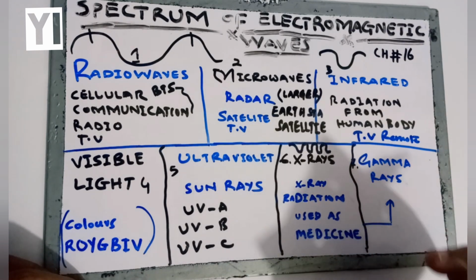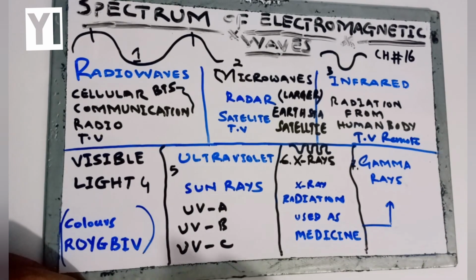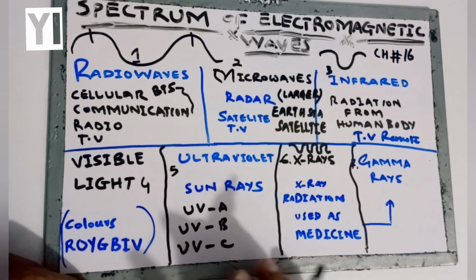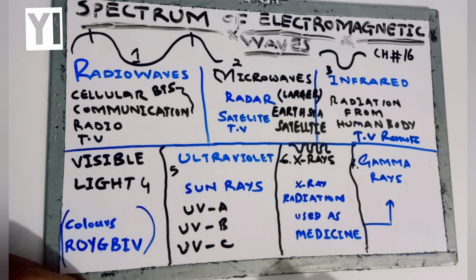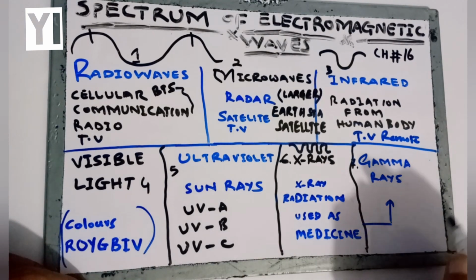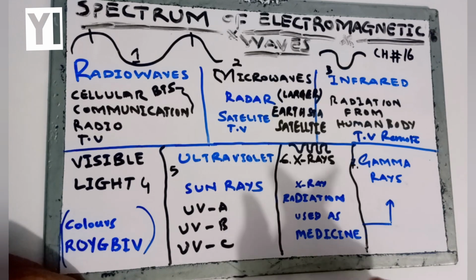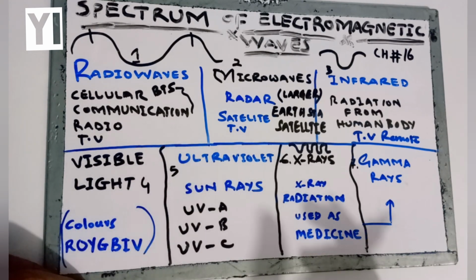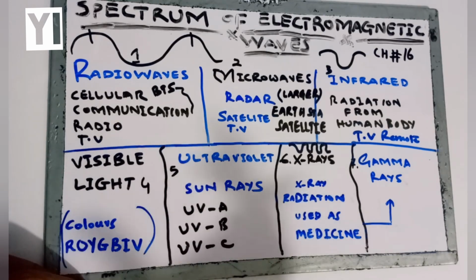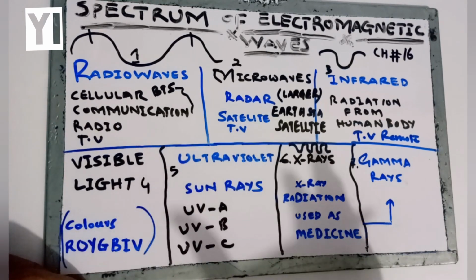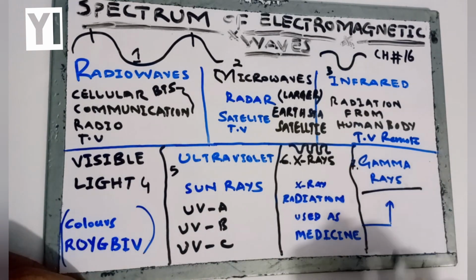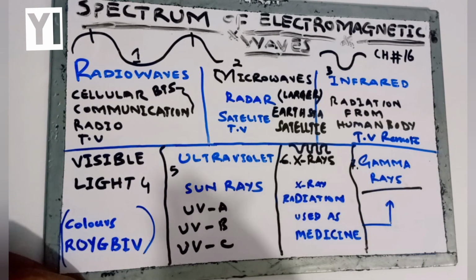Now the seventh is gamma rays. Gamma rays have much higher frequency than all of the above rays, and they are also used for cancer treatment, because they have very short wavelengths, so they can penetrate through the human body and destroy tumors. So this is the highly efficient type of ray which is used for the treatment of cancer.